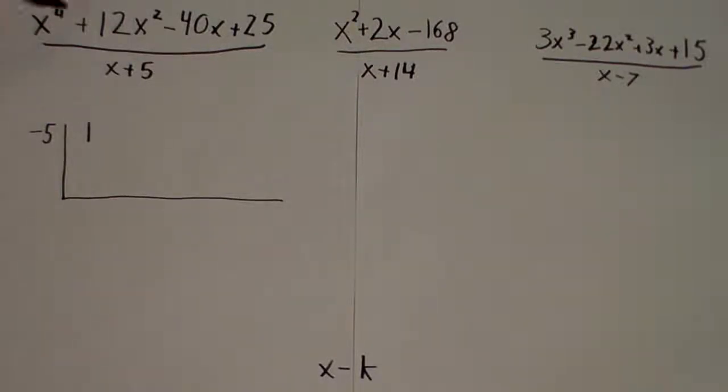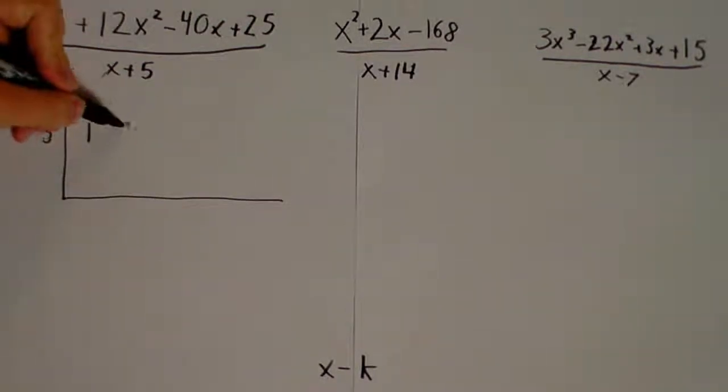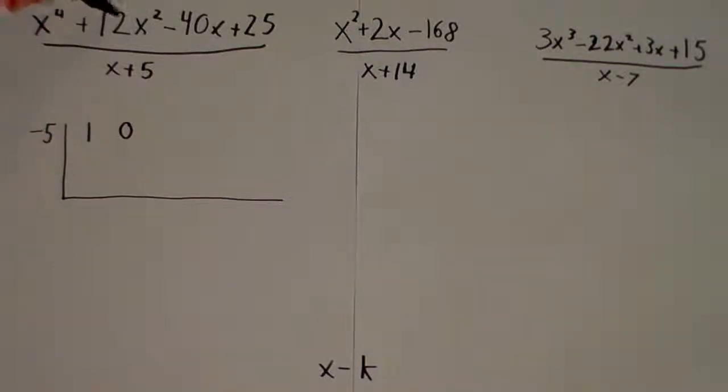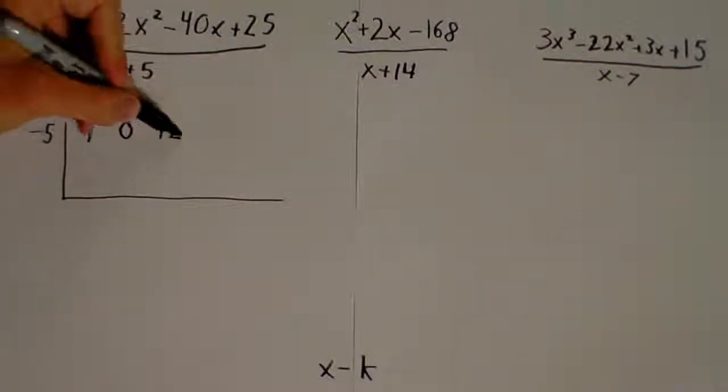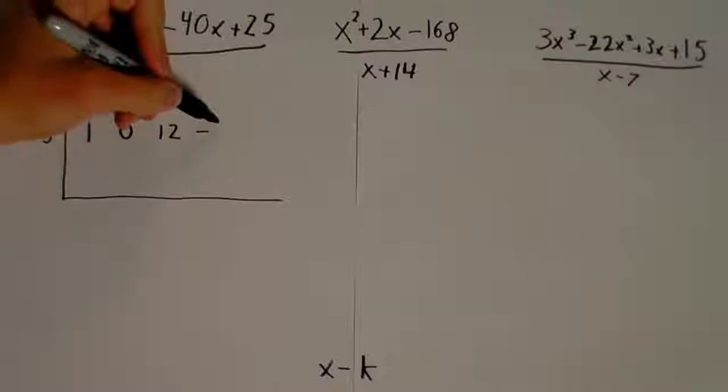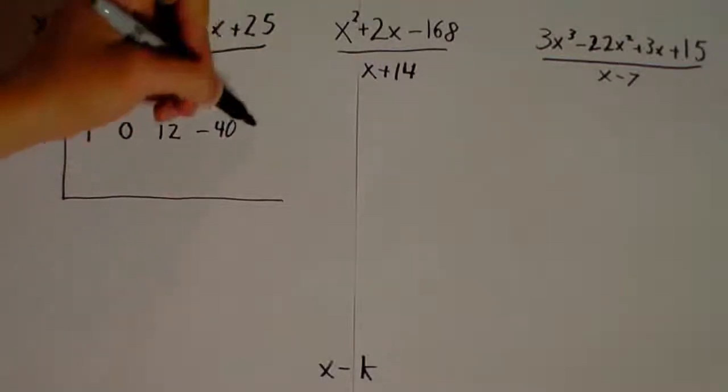Well, suppose there were an x to the 3rd term, and its coefficient were just 0. So we have x to the 4th plus 0x to the 3rd plus 12x squared, etc. That's actually what we have here. It's just that since we have 0x to the 3rd, that's 0, so we don't bother writing it. But if we do have an x to the 3rd term, its coefficient is 0. So I'm going to put 0 down. Now we've got 12x squared, so I'm going to put 12. And then negative 40x and 25.